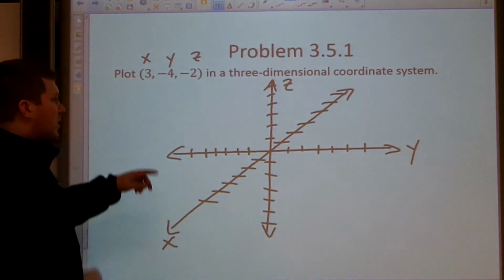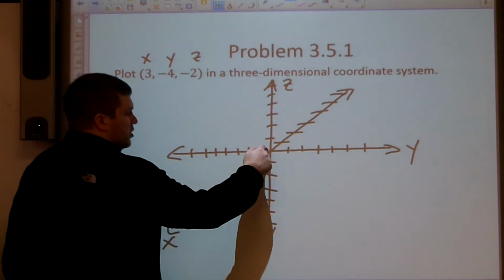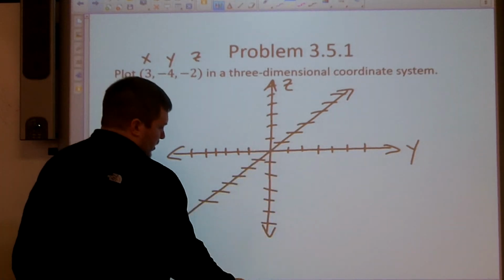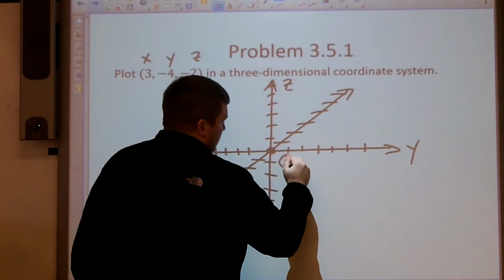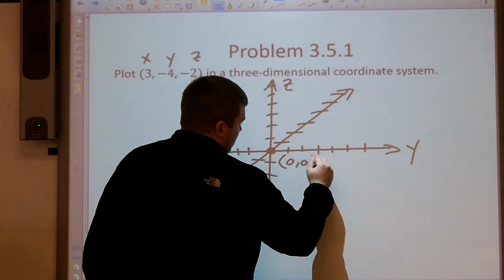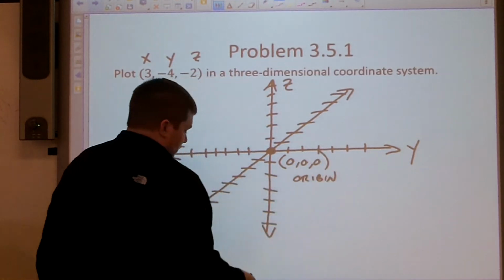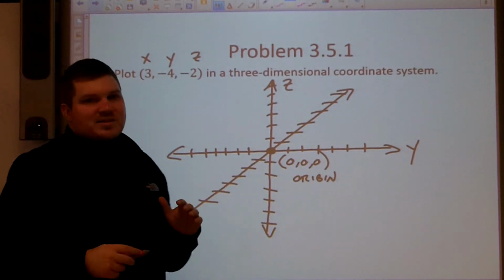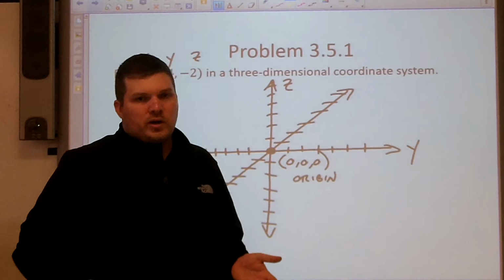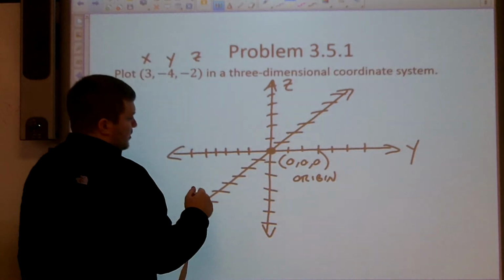All right, so let's go ahead and plot this point. Let's get on with it. The first number is positive X, so that means I walk forward. I always start at the origin. This point right here is the origin, 0, 0, 0. Just like before, we always start from there. That's our house, where we live. When we have a new ordered pair, that's telling us what direction we are walking when we leave our house. So we always start at the origin when we're doing this.